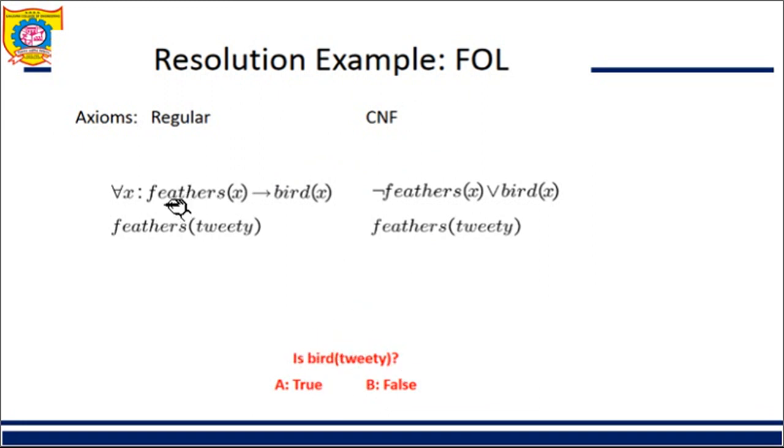So now what is given, these two statements are given. For all x, all birds have feathers. The statement is all birds have feathers. I have converted it into first order logic. Further we have converted it into CNF. So I can say that for all x, if x is having feathers, then that x is a bird. And secondly, they have also given us one more statement, Twitty has feathers. So what do I want to conclude, that Twitty is a bird? Yes or no?